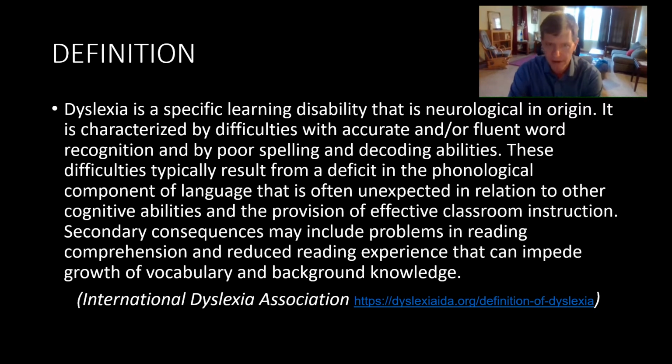Dyslexia is understood as a specific learning disability that is neurological in origin. It is characterized by difficulties with accurate and or fluent word recognition and by poor spelling and decoding abilities. These difficulties typically result from a deficit in the phonological component of language that is often unexpected in relation to other cognitive abilities and the provision of effective classroom instruction. Secondary consequences may include problems in reading comprehension and reduced reading experience that can impede growth of vocabulary and background knowledge.